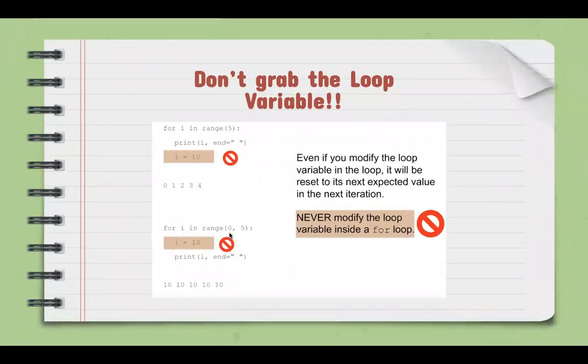So even if you modify the loop variable in the loop, it'll be reset to its next expected value in the next iteration. So never modify the loop variable inside of a for loop. Essentially, if you look here, it says for I in range. What they're saying is never actually modify the I, because the I keeps iterating, changing values. If we were to change it, that would pretty much break the loop and you would not get the desired output. So you can add values or delete values to I, but never actually change the whole value itself.